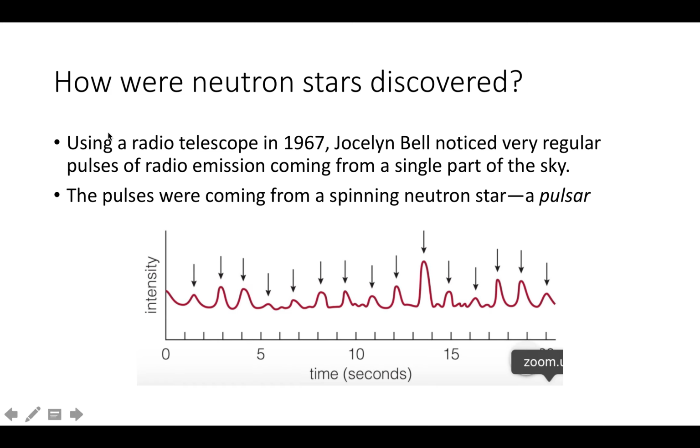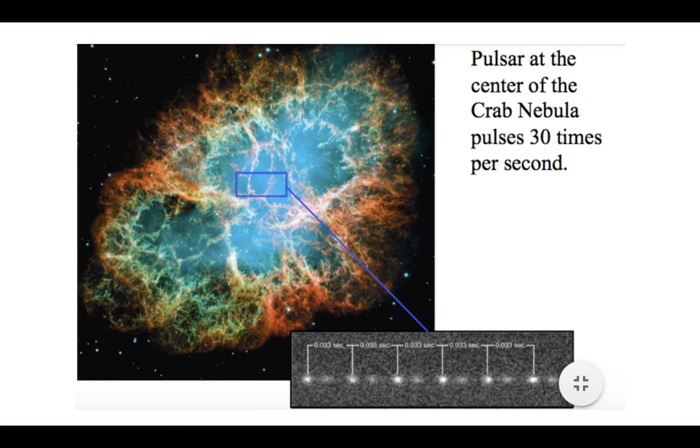So how were neutron stars discovered? Jocelyn Bell, back in 1967, using a radio telescope, discovered pulses of radio emission coming from a single part of the sky. These pulses were coming from a spinning neutron star, and a spinning neutron star is sometimes called a pulsar. The Crab Nebula has pulses 30 times per second.